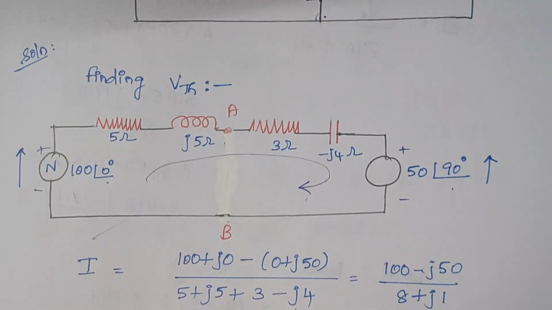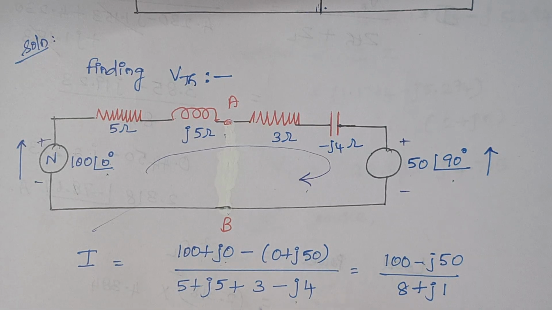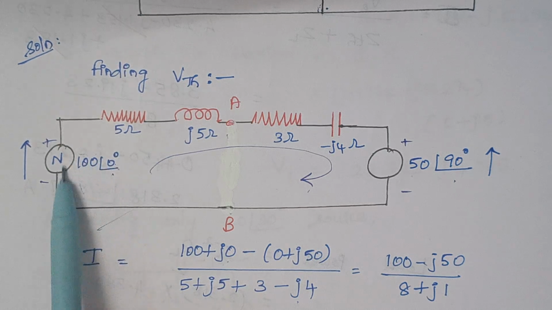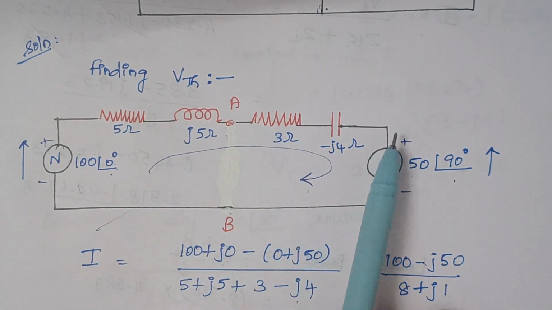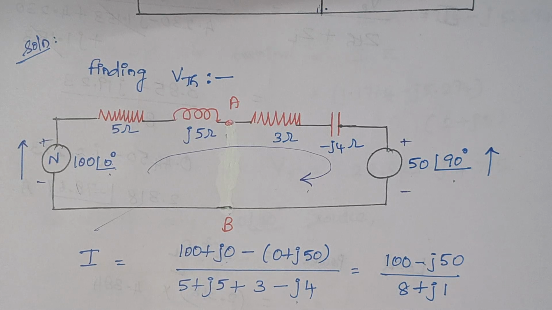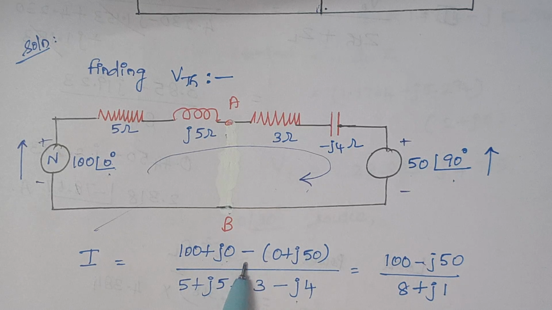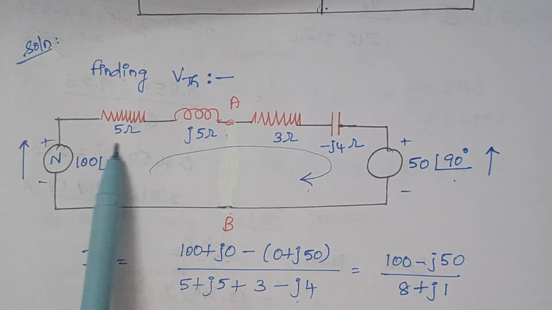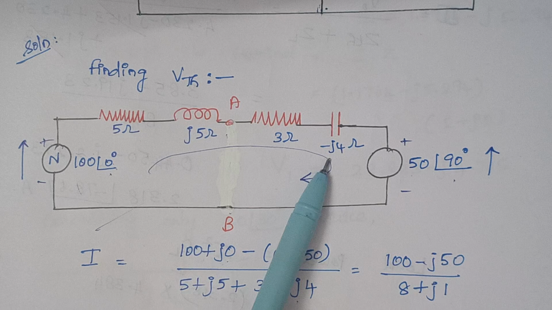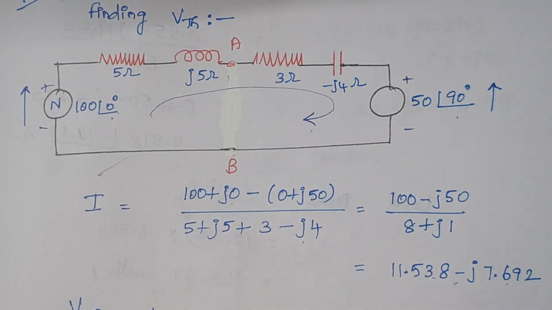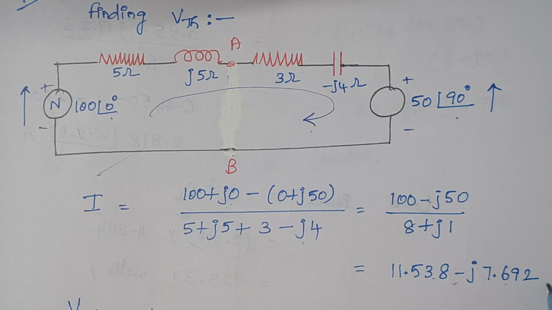So I is again given by V by Z. You see here the source, the current direction is minus to plus, therefore this is considered as a positive source, and here it is plus to minus, therefore this is considered as a negative source. Again I have converted this polar form to rectangular form in the initial step itself. So this is your source divided by impedance. So here the impedance is 5 plus j5 plus 3 minus 4j. So just substitute it, and once you solve, we end up with the answer like this.